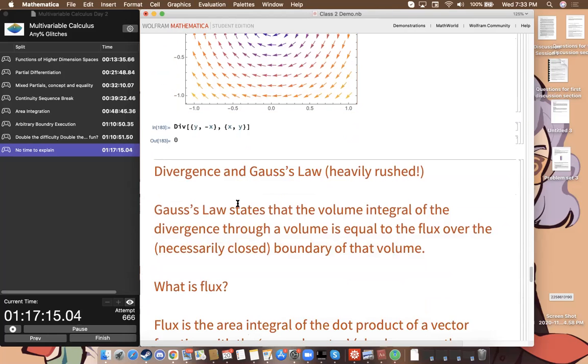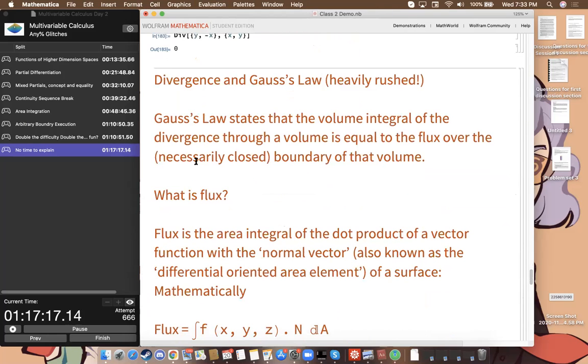So now we get to Gauss's law. Gauss's law states that the volume integral of the divergence through a volume is equal to the flux over the necessarily closed boundary of that volume.